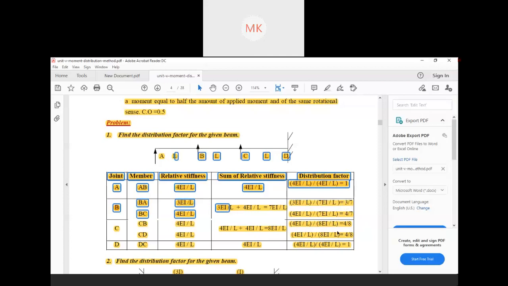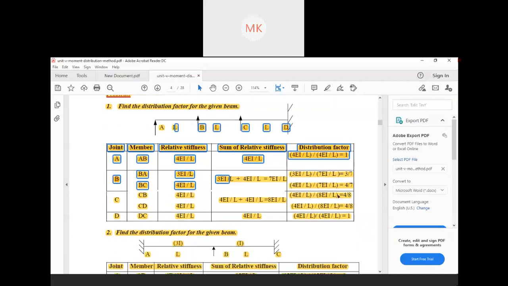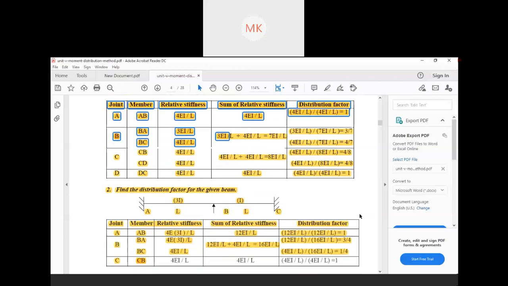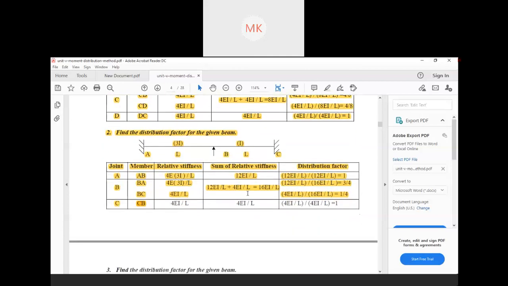So let's remember, it doesn't matter how many members are connected, the distribution factor of all these members always comes to be 1. Similarly, here also in the joint C, it's 4 by 8 and 4 by 8. If you sum up this 4 by 8 and 4 by 8, you will also get 1. And this is another type of beam.